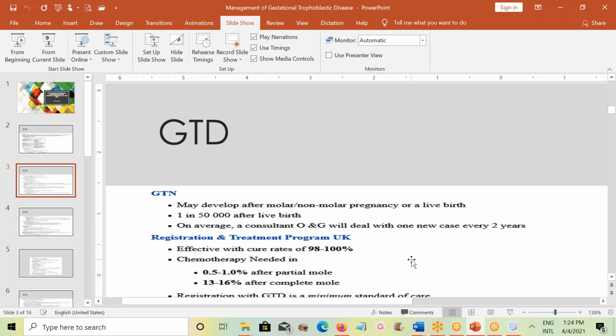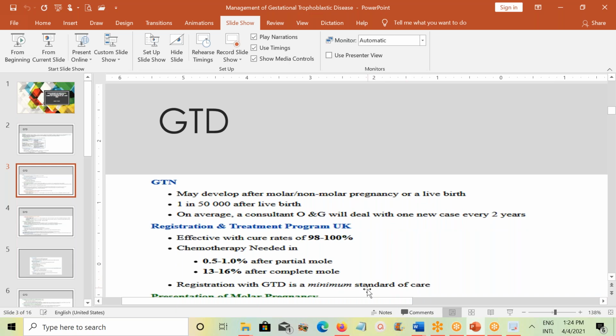On average, a consultant is likely to see one such case every 2 years. For registration, you are working in the systems, so you know they have to go to special centers, and with chemotherapy the treatment success rate is going to be 98 to 100%. And chemotherapy may be required.